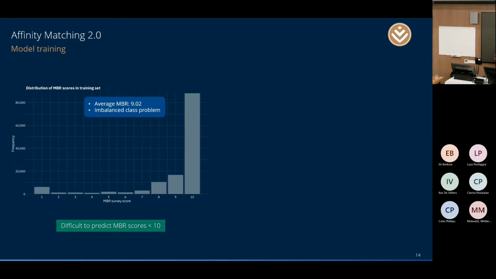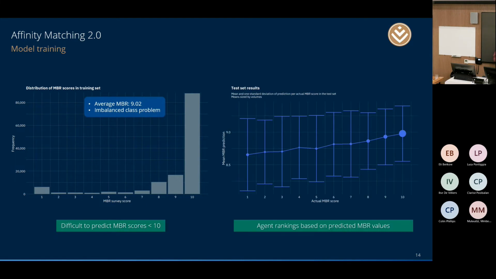But if we do these predictions and look at the results of our test set, what I want to highlight here is that we still have this linear trend of at least predicting higher MBRs for the higher scores. Of course, we still get it right where we have the volumes, but it becomes much harder as we go down. Nonetheless, when we produce this ranking list, this is what we go on when we assign the ranks for an agent to each member.